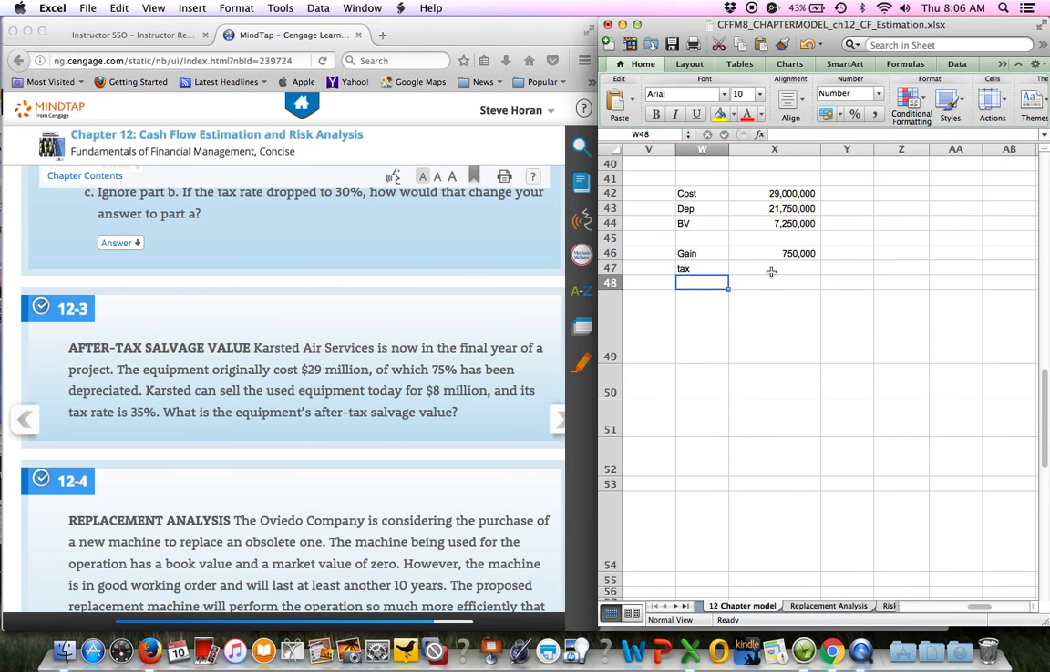I have to tax effect that gain. Everything we do in finance is after tax. And the tax rate was 0.35 times the 750. Okay, 262.5. So the net gain is this, 487.5.